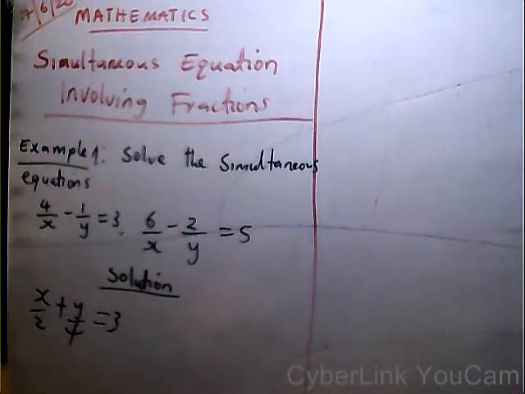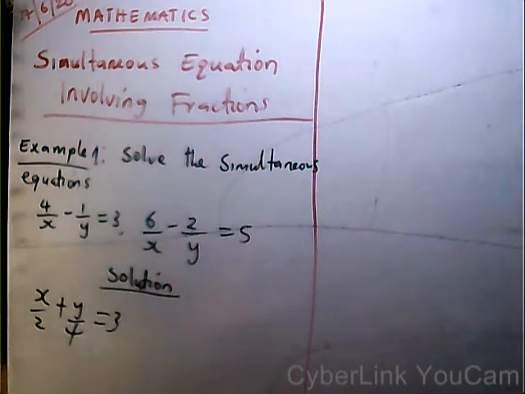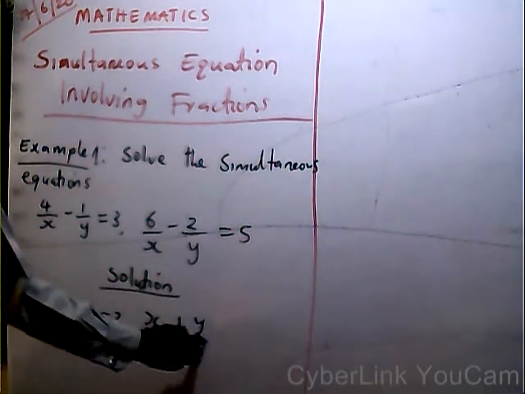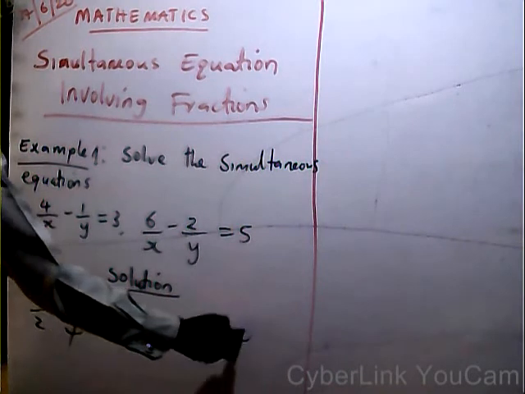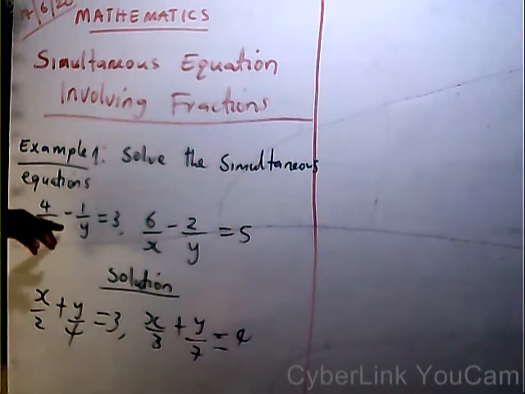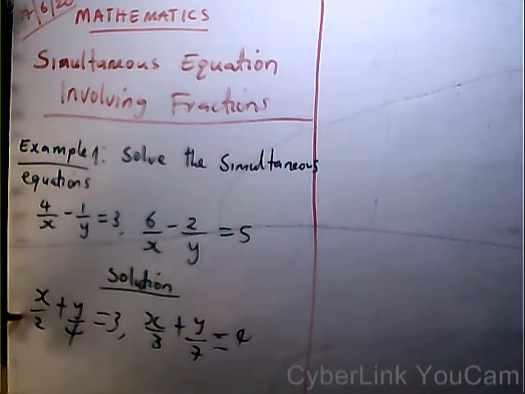This is also a fractional equation, and we still have x over 3 plus y over 7 is equal to 4. This is also a simultaneous equation. But the difference between the example I have on the board and this one is that the unknowns in this one are at the denominator, while the unknowns here are at the numerator. And this one can easily be solved by looking for the factor of the denominator.